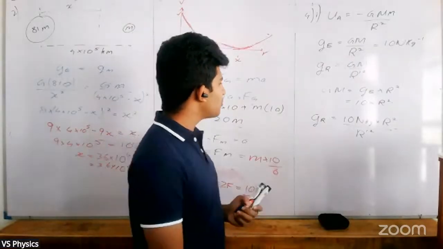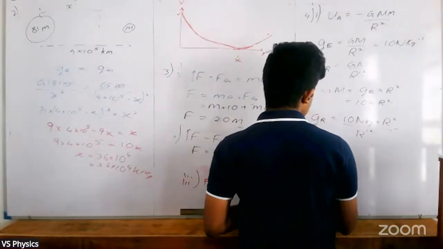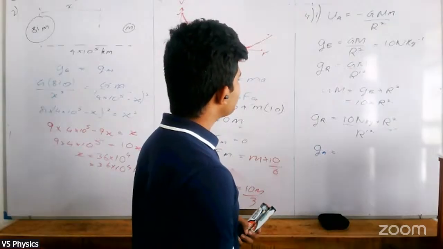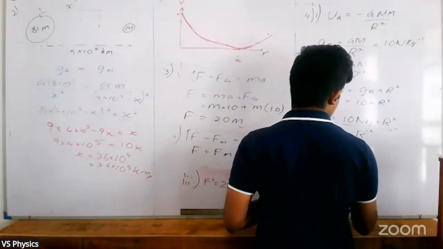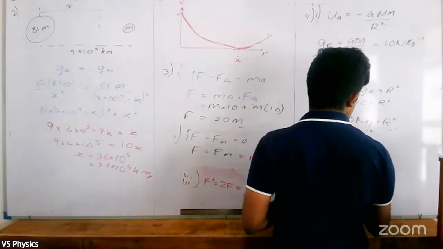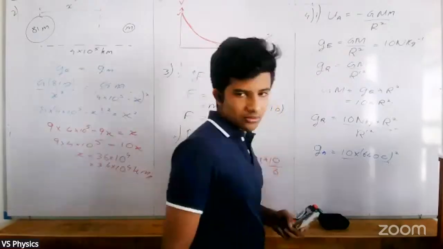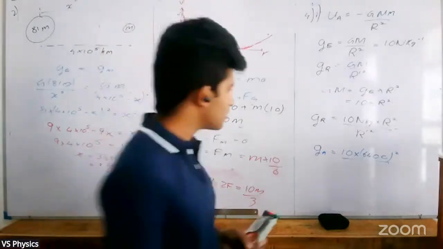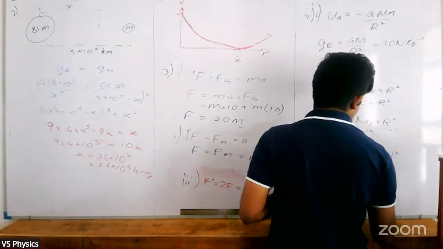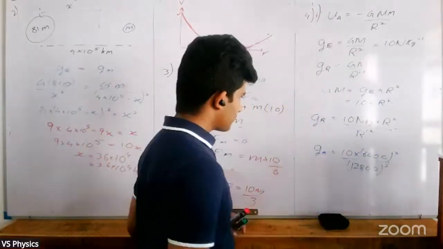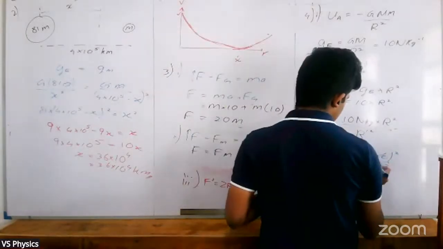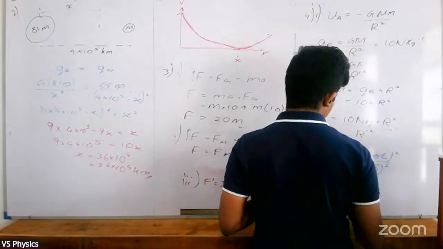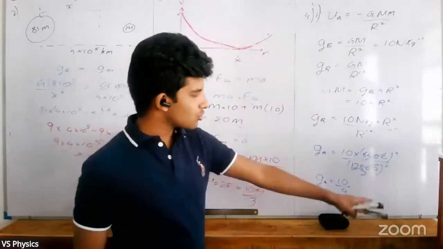What is the gravitational acceleration at point A? Gravitational acceleration at point A is equal to 10 times 6400 squared divided by, what is the distance at A, 12,800 squared. This is 2 times, right? So we can cut this and say 2. So we can say GA is equal to 10 divided by 4, or 2 squared, to be honest.